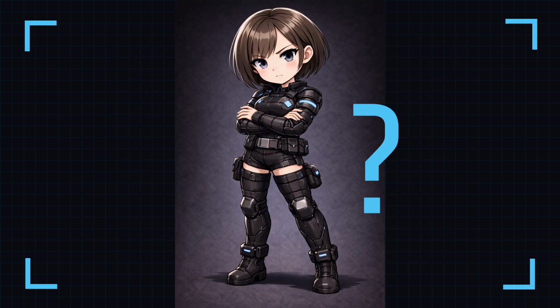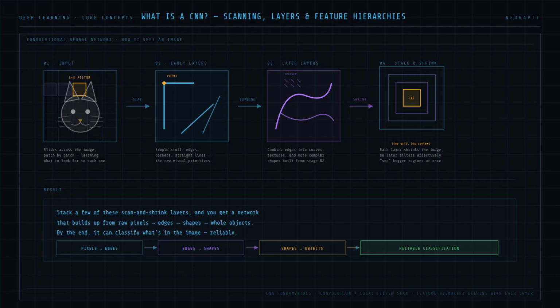So what is a CNN, first of all? A convolutional neural network is a type of neural network designed specifically for images. Instead of looking at the whole image at once, it scans across it with small filters, say a 3x3 patch of pixels at a time, and learns what patterns to look for in those patches.